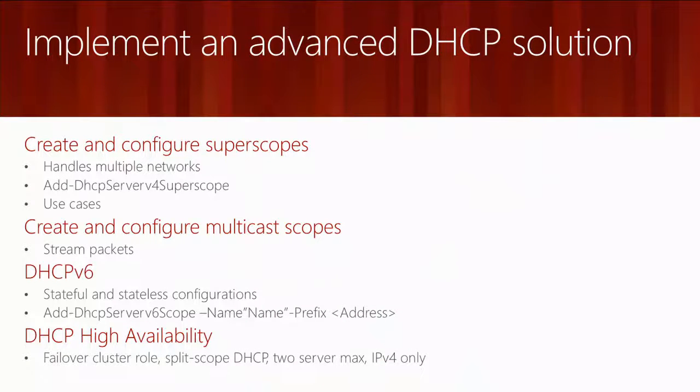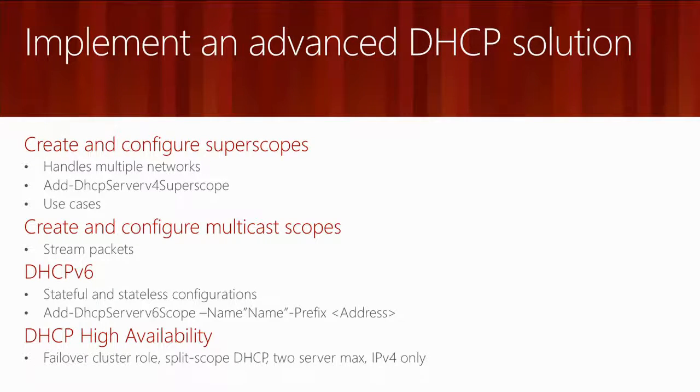Okay, so create and configure superscopes. A superscope is multiple networks combined into one scope. The big thing here is administrative overhead. So you've got a whole bunch of scopes or a whole bunch of subnets in a site, and you want to minimize the administrative overhead of managing the scopes. You want to change DNS servers or whatever else you have in there. You manage a superscope as a single unit. So that's a big improvement if you've got a bunch of subnets.